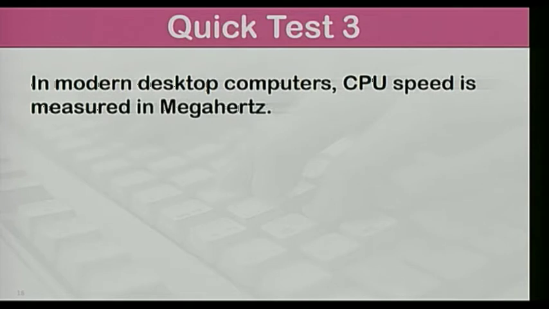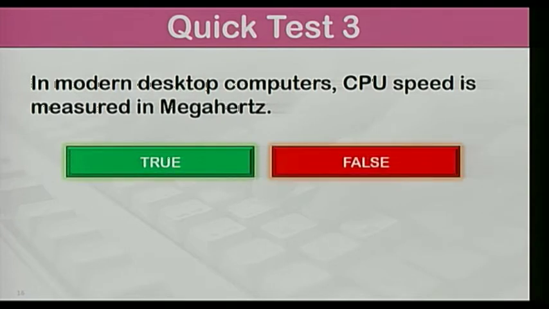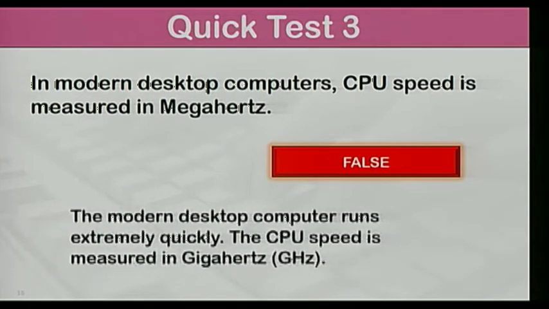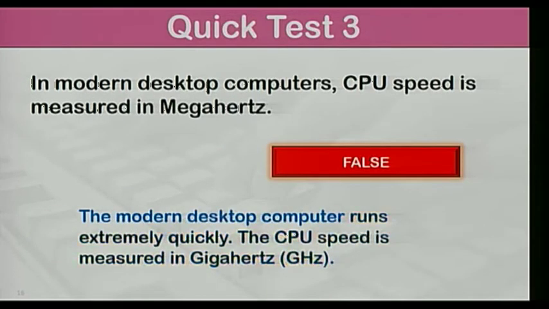Number 3. In modern desktop computers, CPU speed is measured in megahertz. True or false? The answer is false. The modern desktop computer runs extremely quickly. The CPU speed is measured in gigahertz.